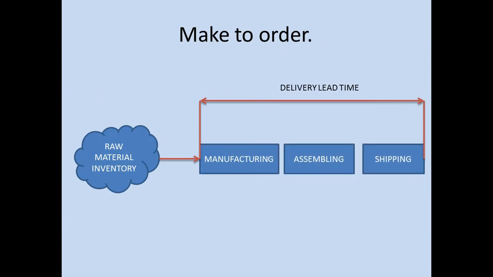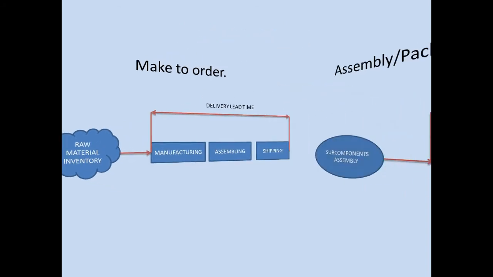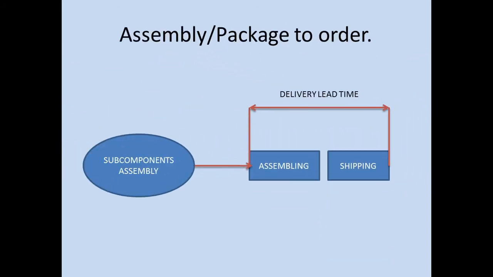Second one is make to order. Make to order, as the name suggests, should have some raw material inventory to make the order. If there is any order, then the particular raw material should be available with us. The lead time starts from manufacturing and ends with shipment of finished goods to the customer. There should be some stock of raw material inventory with us.